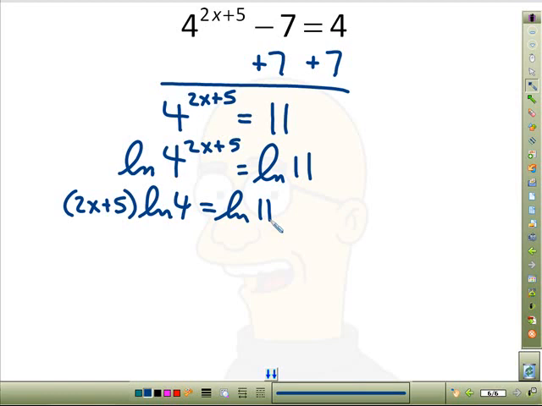Now what? What do you do? Well, probably the easiest thing is to go ahead and divide out this natural log of 4. I mean, you could go ahead and distribute through and clear the parentheses, but that seems like a lot of extra work when you could just go ahead and divide it out like that. Okay, any questions?